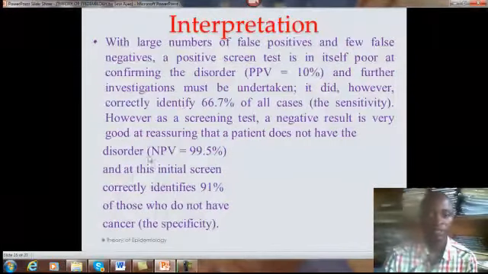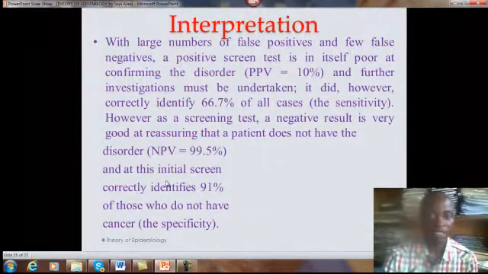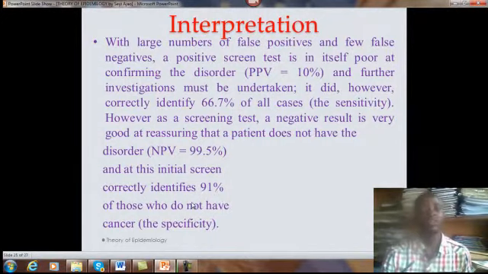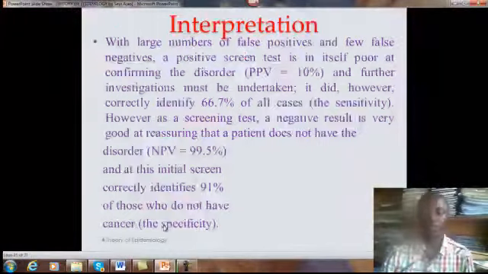So the NPV, that is the negative predictive value, is giving us 99.5%. Now the initial screen correctly identifies those who have it, and those who do not have it, that is the cancer specificity.